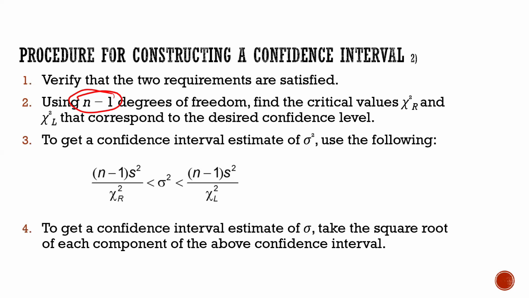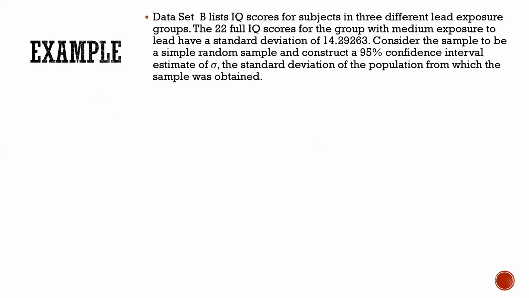So let's do an example. Now, you might be confused: I thought we're using the chi-squared distribution. What does it mean that it's normally distributed? All right, let's read this.